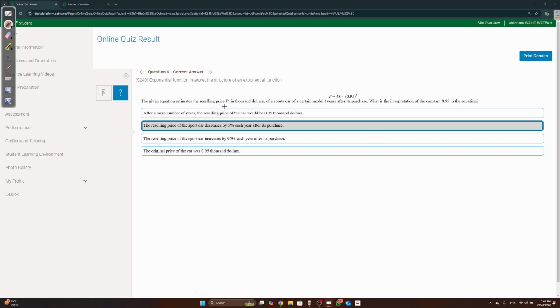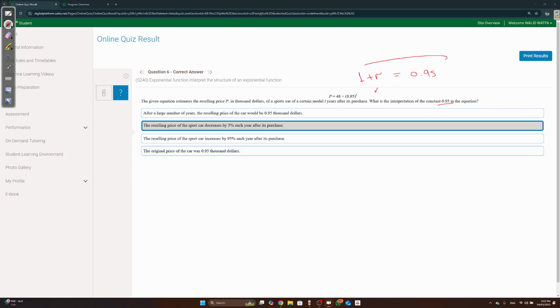The given equation estimates the selling price. They gave you p equals 48 times 0.95 to the power of t. What is 0.95? When you have a decimal as a rate, that means they did 1 plus r to get this decimal. So you kind of have to know what the 0.95 is. Mentally you can say, oh, 0.95, it's decreasing by 5% every year. That's pretty obvious.